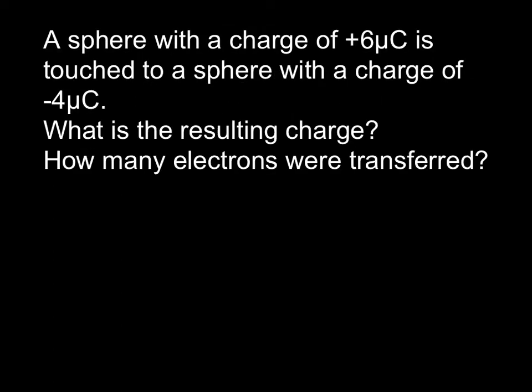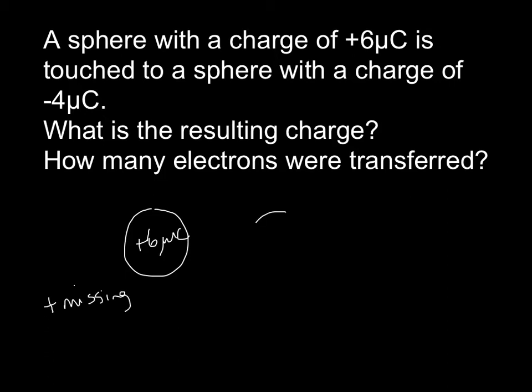Alright, so here's an example of that conservation of charge thing. We have two spheres. One of the spheres has a charge of positive 6 microcoulombs. So let's see, does it have extra electrons or is it missing electrons? Remember, electrons are negatively charged. If you're positive, you're missing electrons. So this is missing electrons.